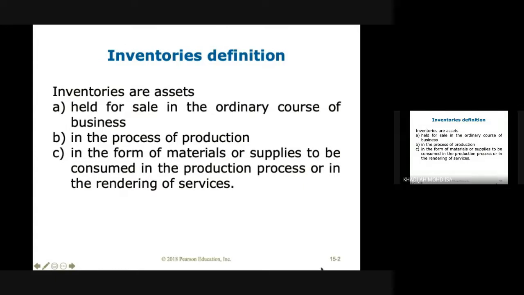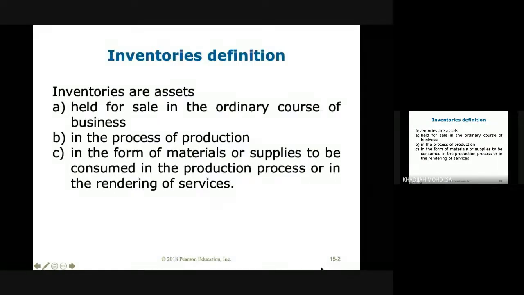For example, at the end of the period, you have inventories of 5,000 ringgit. So how do you decide on that 5,000 ringgit of inventory? This topic looks into the measurement of your inventories, and there are a few methods for you to determine or calculate the value of your inventories at the end of the period.